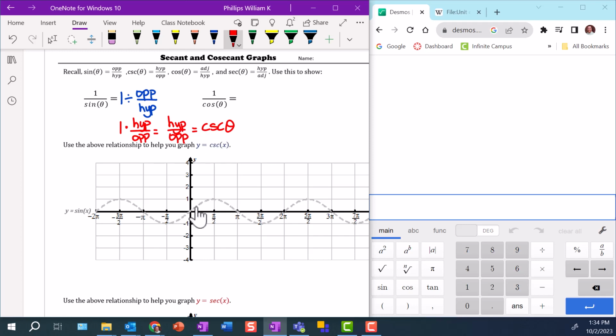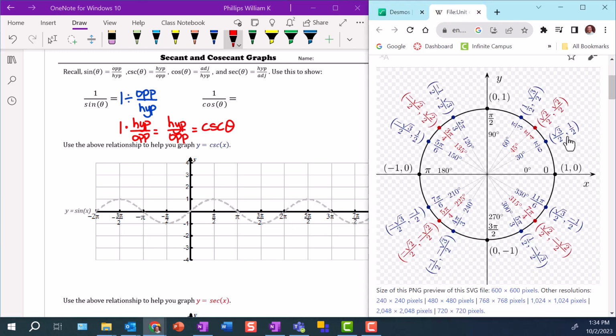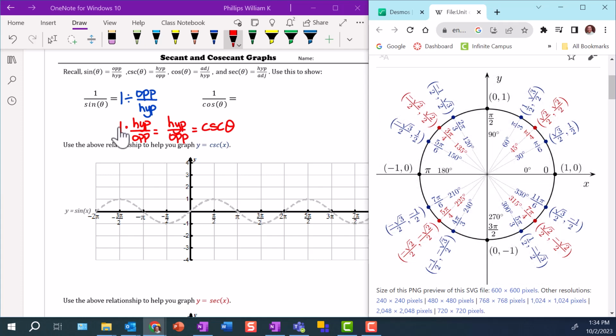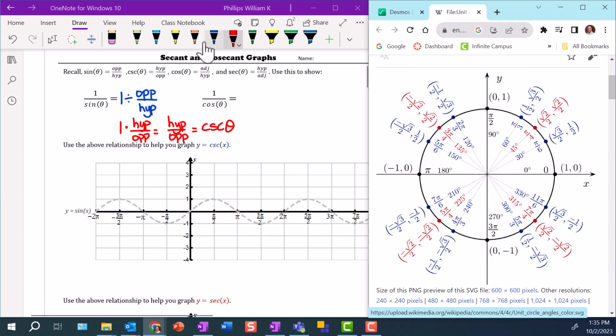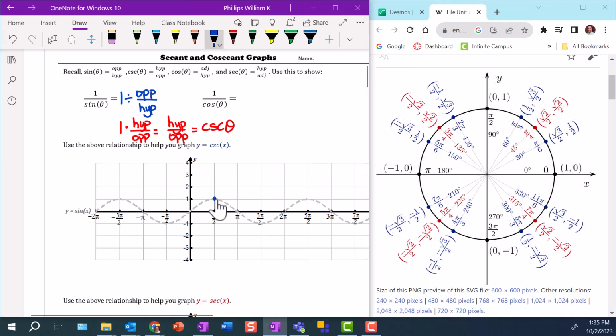So we know that sine is derived from values of the unit circle. Here we have a unit circle. What we're going to do is take these y values and just flip them. Let's say I start with an easy one, pi halves. I took the number 1, and I'm going to say, what is 1 divided by sine, or what is 1 divided by 1? Well, that's going to be 1. So here we know that the cosecant value of pi halves is going to be 1.